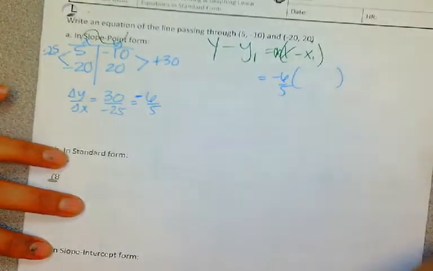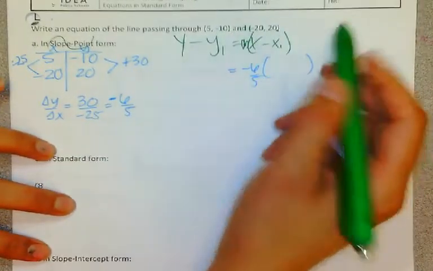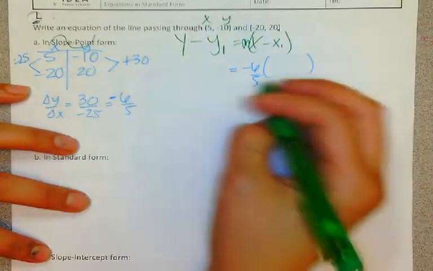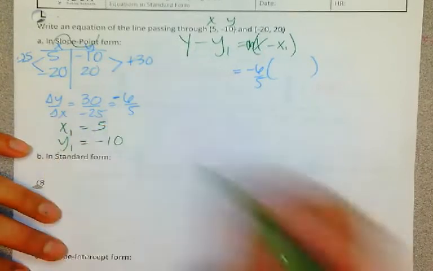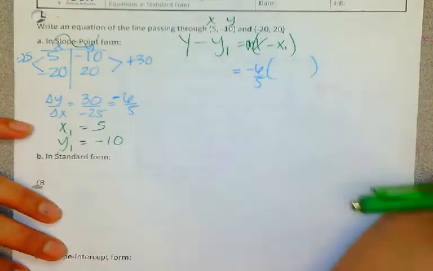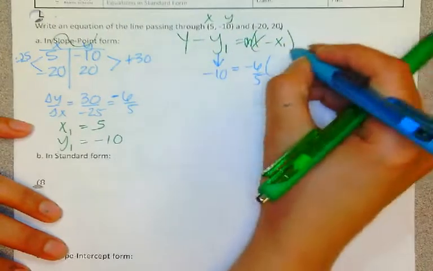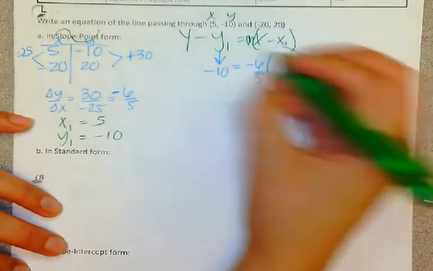Okay, now I just need the rest. I can pick whichever point I want out of these 2, it doesn't matter. So I'll pick this first one, the 5, negative 10. So my x1 would be 5 and my y1 would be negative 10. Okay? So from here, I would do y minus negative 10, and then x minus 5. And then I'll bring everything down.